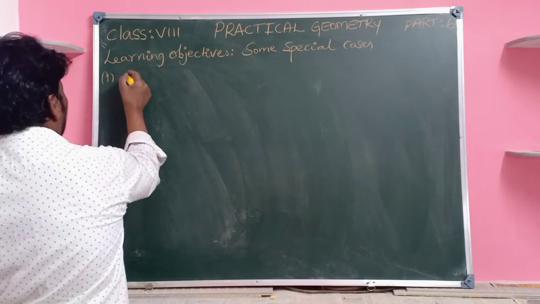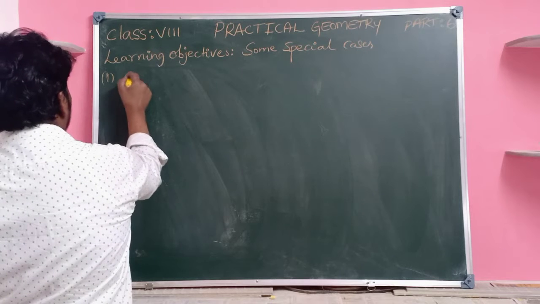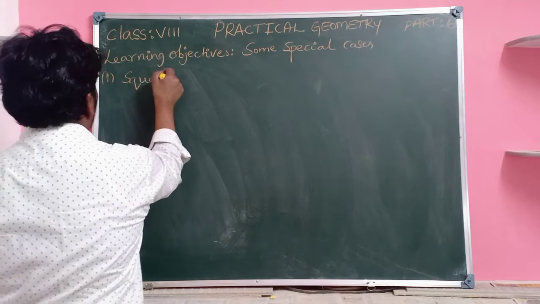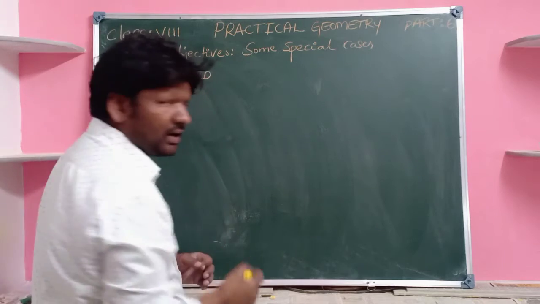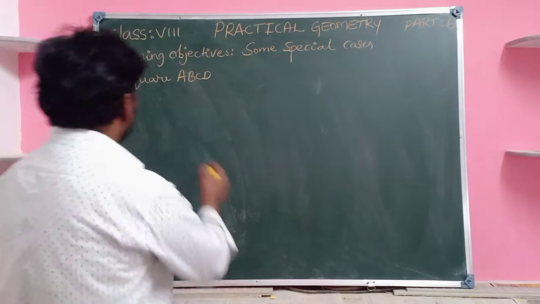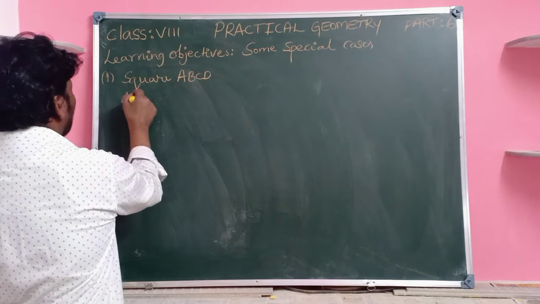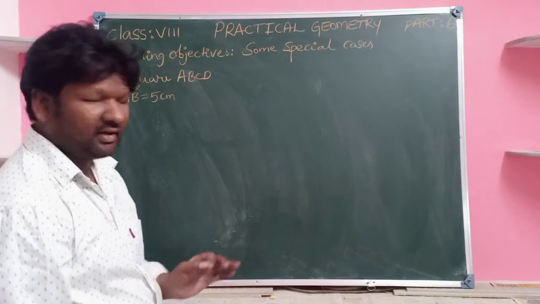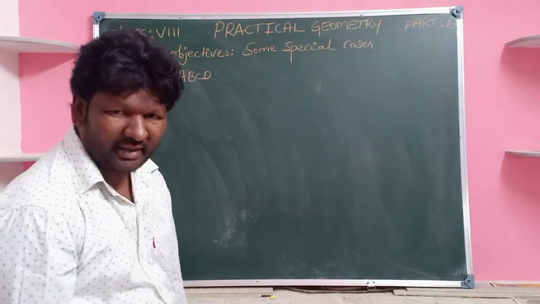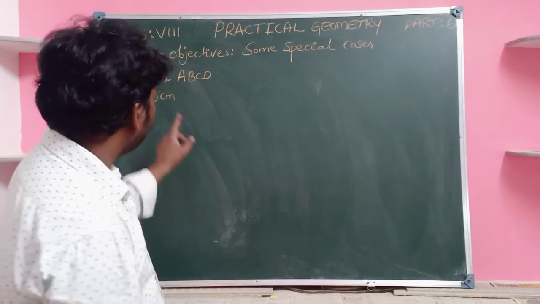For example, construct a square ABCD, square ABCD. AB is equal to 5 centimeter. They given only this, and we need to construct a square ABCD. AB is equal to 5 centimeter.